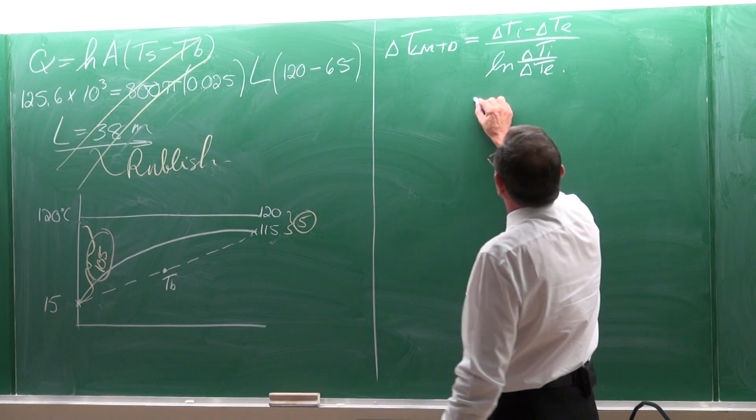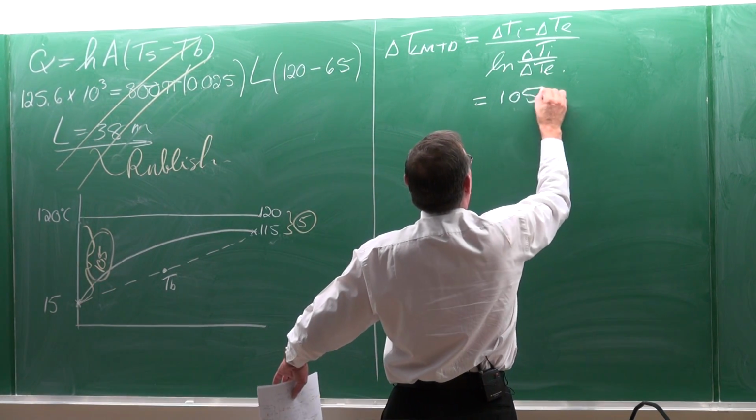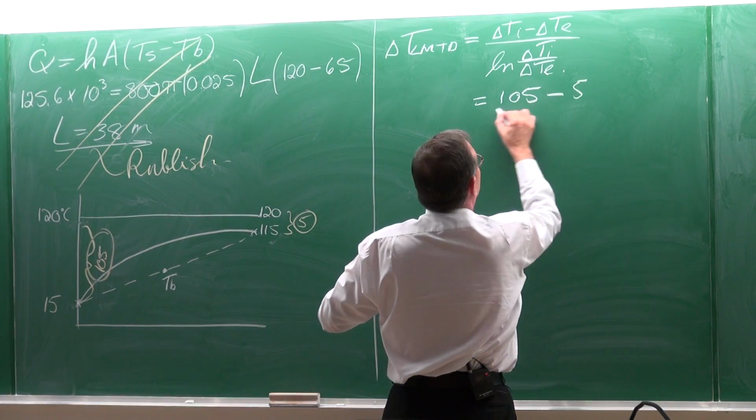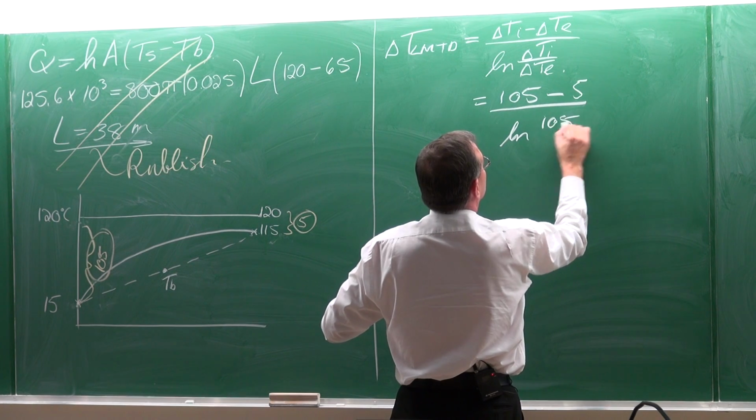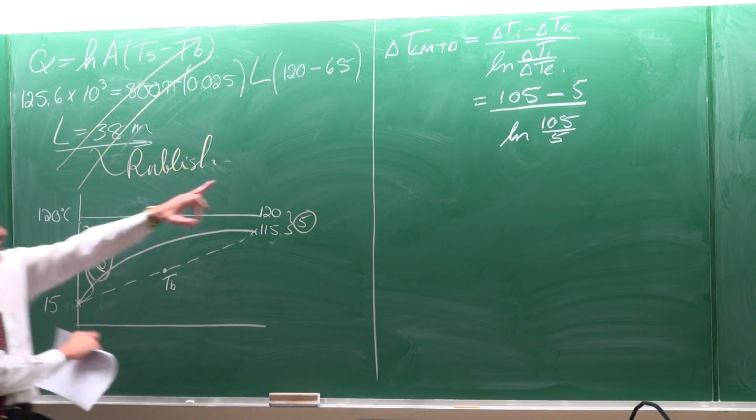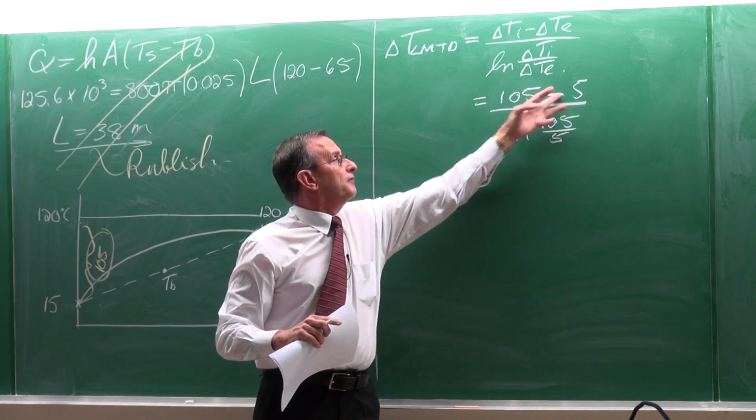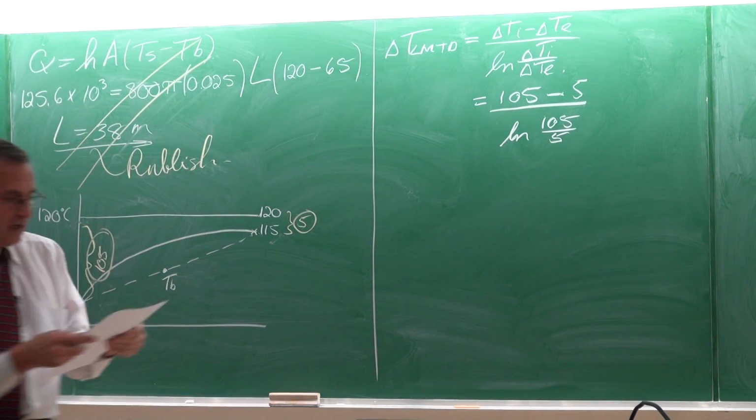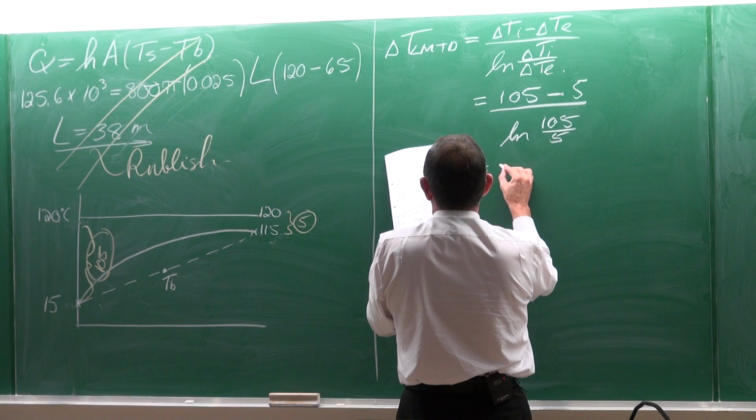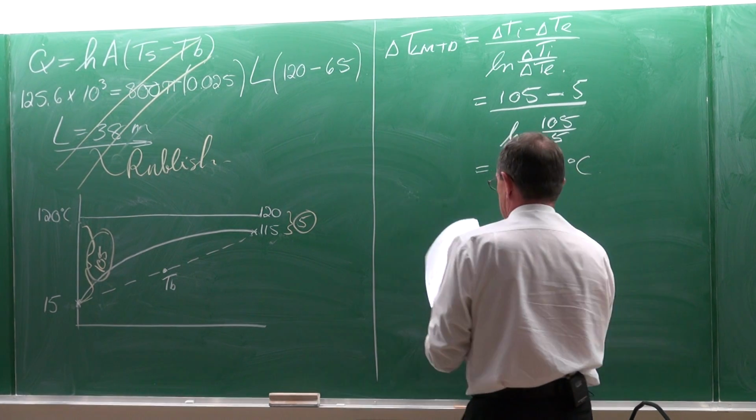Okay. So the LMTD is always equal to that temperature, 105, this temperature minus that temperature, which is 5, divided by the ln of those two terms. This temperature difference is 105, minus 5, the ln of those two terms. And if you go and calculate it, then that temperature difference is actually equal to 32.85 degrees Celsius.